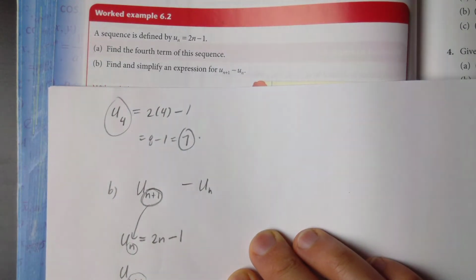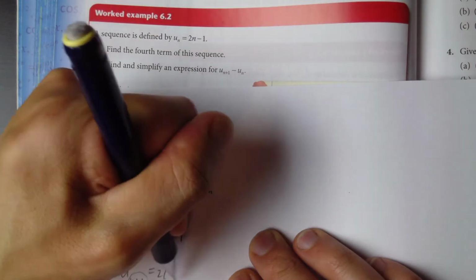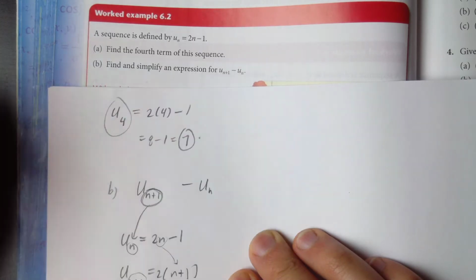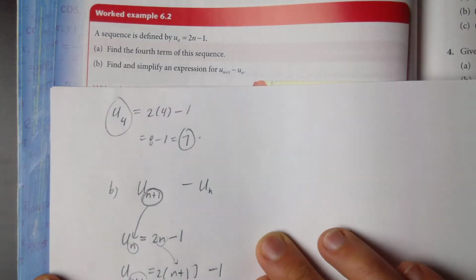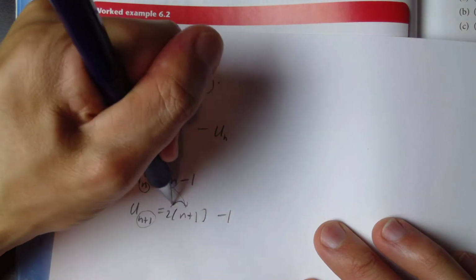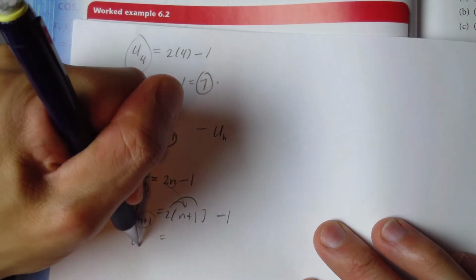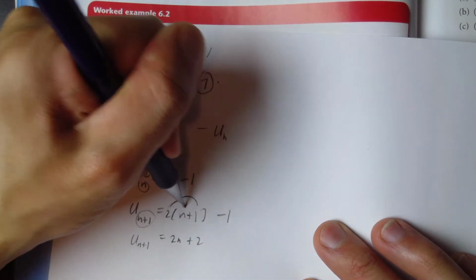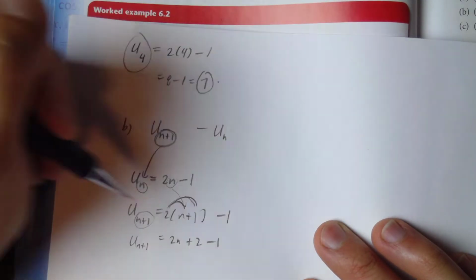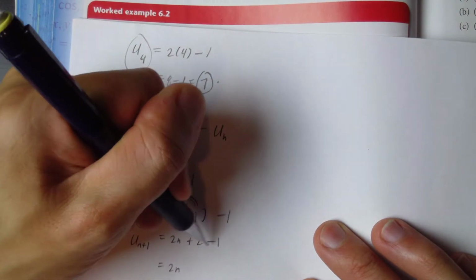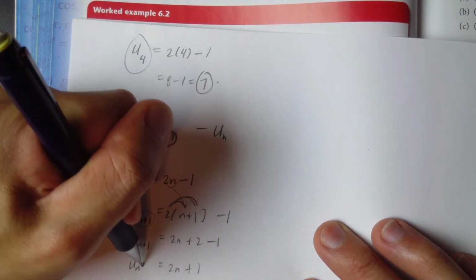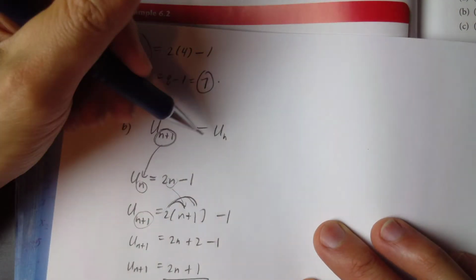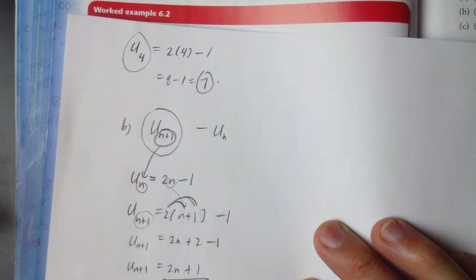This new u_(n+1) is equal to 2 times, and recall that n got replaced with n plus 1. So now we're going to do distribution here. So u_(n+1) is equal to 2n plus 2, you feed the dog, you feed the cat, minus 1. And as you can see, 2 minus 1 is plus 1. So here is our new statement. So we figured out what this part is over here.